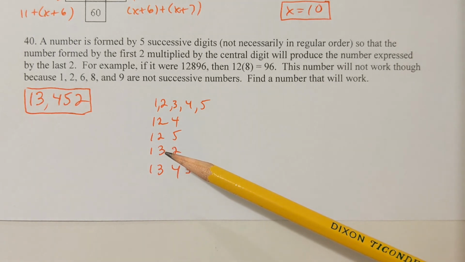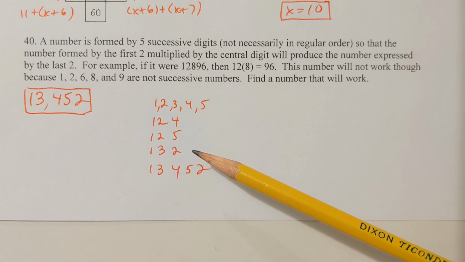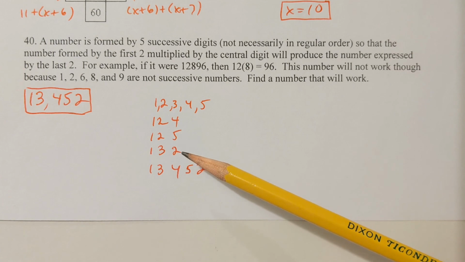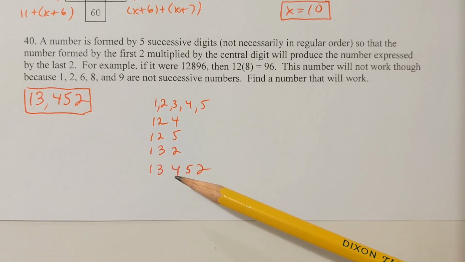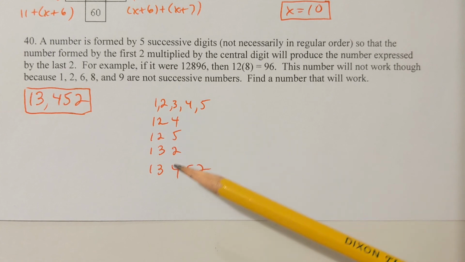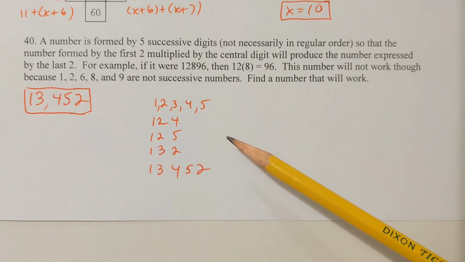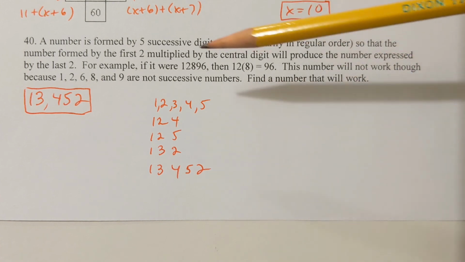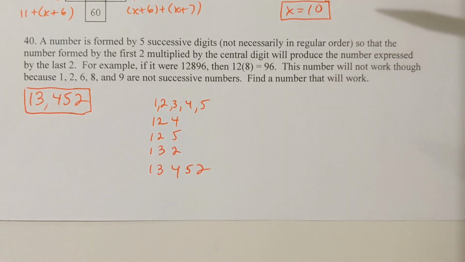Okay, so try 13. 13 times 2 gives me 26. That's not going to work since I've already used a 2 and a 6 is not available. 13 times 4 gives me 52. Okay, so yeah, that's the number that we're going to want there. 13,452 is the 5-digit number there. Okay, and we'll stop right there.